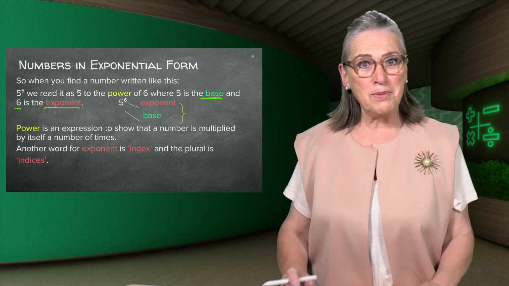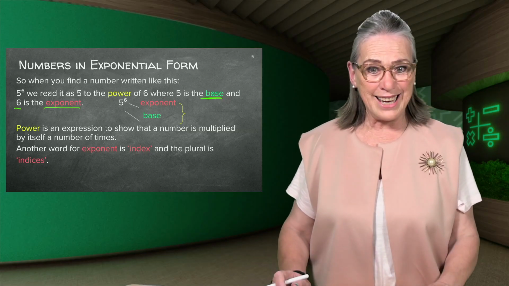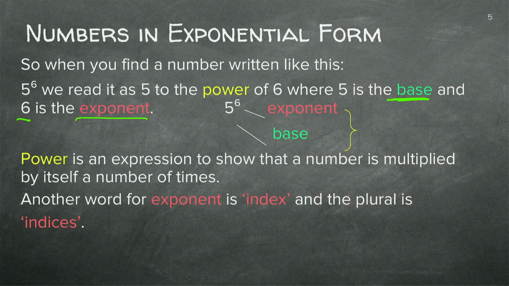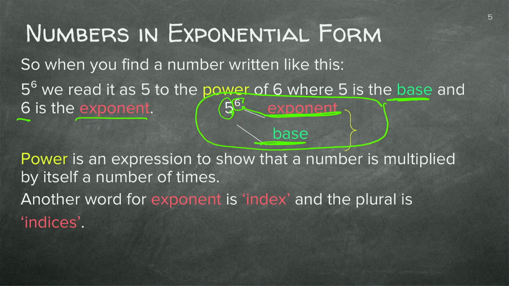And that's the beauty of the product. You can then just carry on, right? So 5 to the power of 6. So 6 is the exponent and 5 is the base. And this whole, what we call an expression, is called the power. So here we've got it. Power is an expression to show that a number is multiplied by itself a number of times.